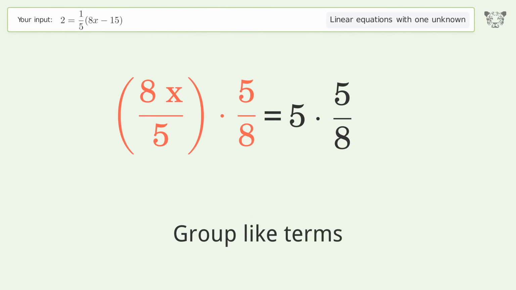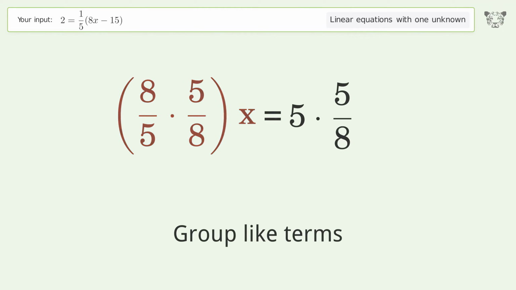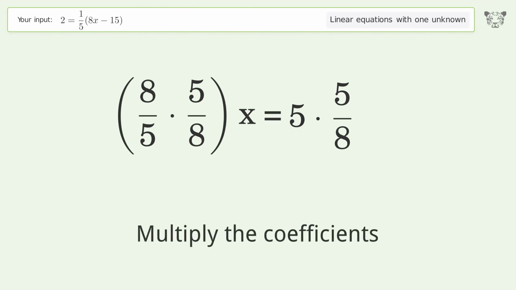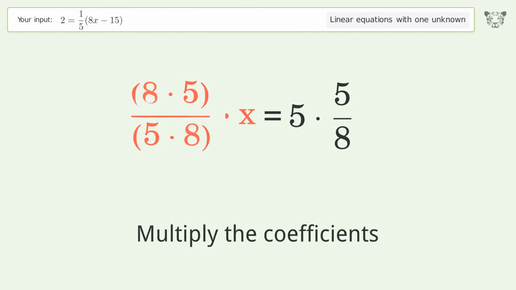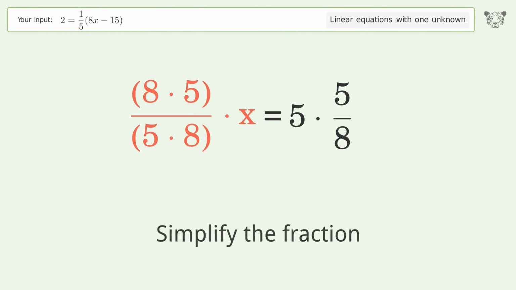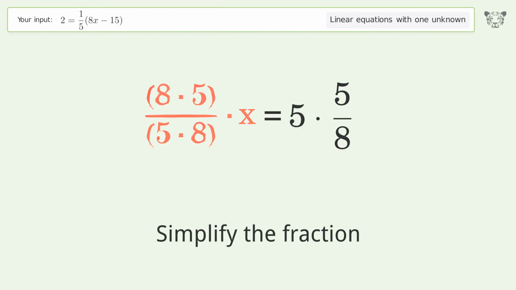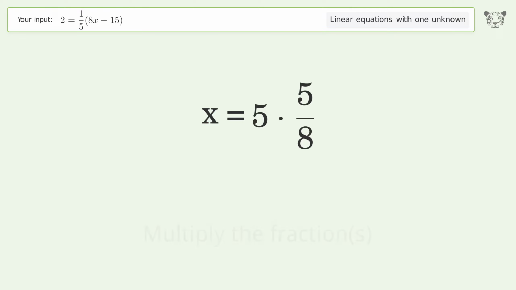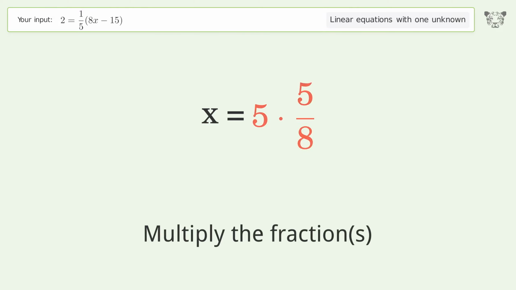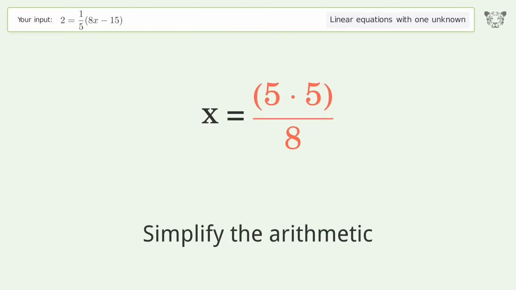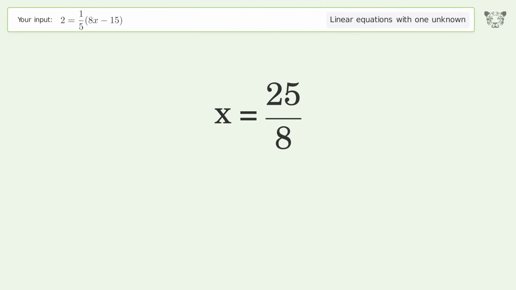Group like terms. Multiply the coefficients. Simplify the fraction. Multiply the fractions. Simplify the arithmetic. And so the final result is x equals 25/8.